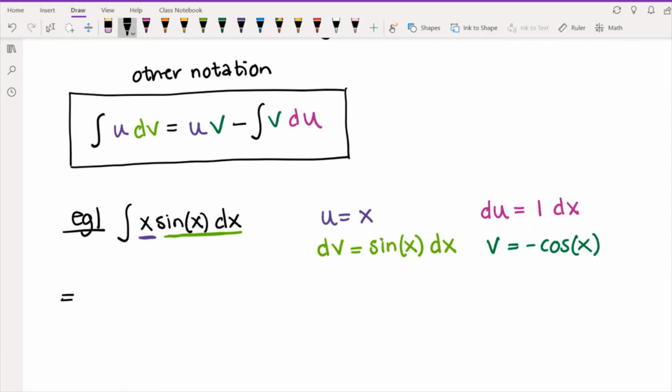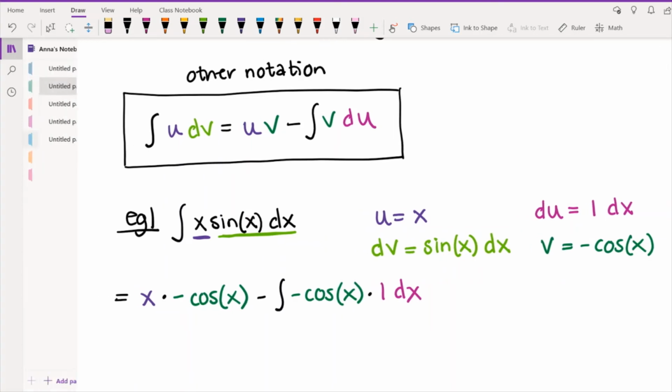So you would say u times v, so that would be x times negative cosine of x. And then you would have minus the integral of v du, so negative cosine of x times 1 times dx. So it's exactly the same integral that we ended up with earlier. From here on out, I'm going to be using this notation. Hopefully it wasn't too confusing that I started with the other one, but I think it's a little more confusing with how you have this dv and this dx. So I just wanted to show it to you with the other notation first.